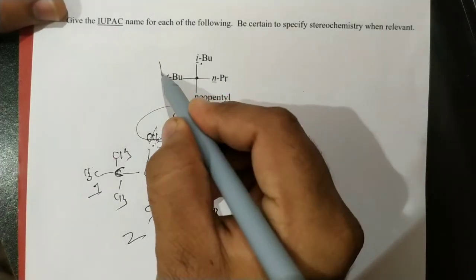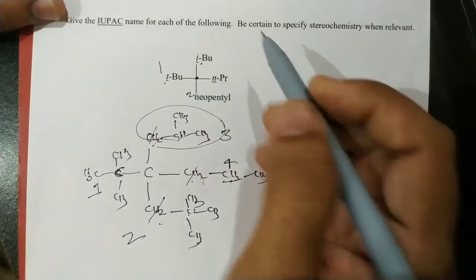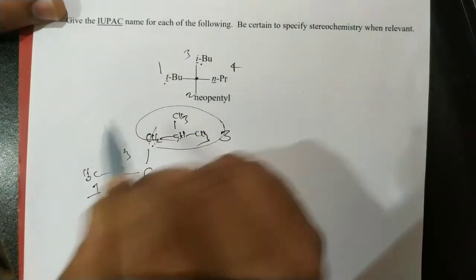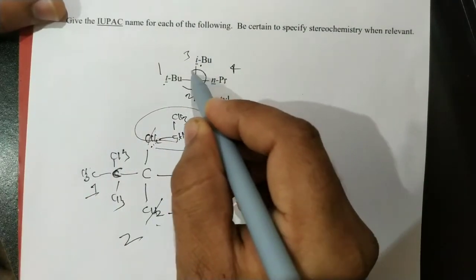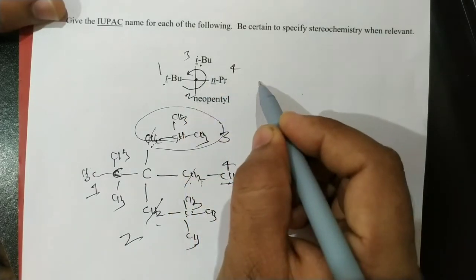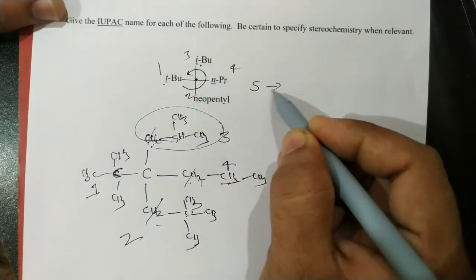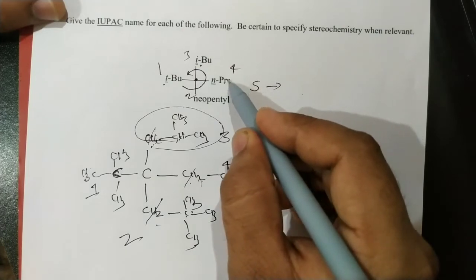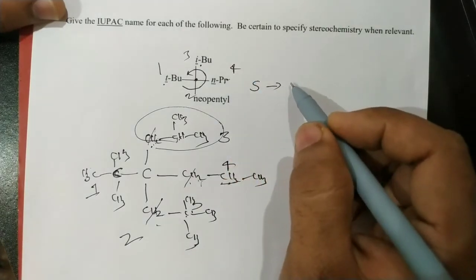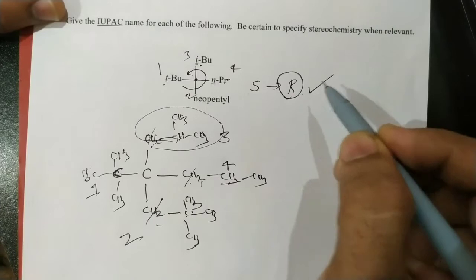So first priority, second priority, third priority, fourth priority. Take an arrow from 1 to 2 to 3. That arrow is in the anti-clockwise direction, but the least priority group is on the horizontal line, so you should take the reverse. So its configuration is R actually.